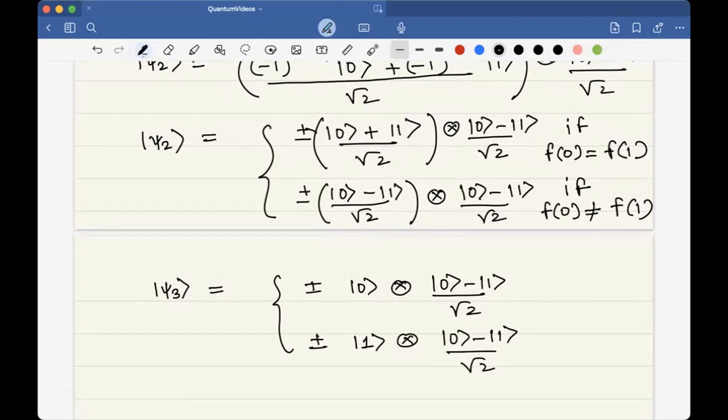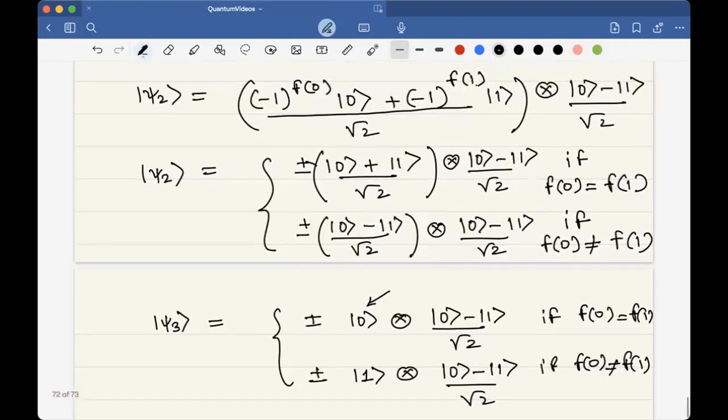And so in our final measurement, on the first qubit, we'll be able to distinguish if the function was constant or balanced. Because notice psi 2, this is if f0 is equal to f1, and this is if f0 is not equal to f1. So measuring this first qubit, if I get a 0 answer, then I know the function is constant. If I get a 1 answer, the function is balanced.